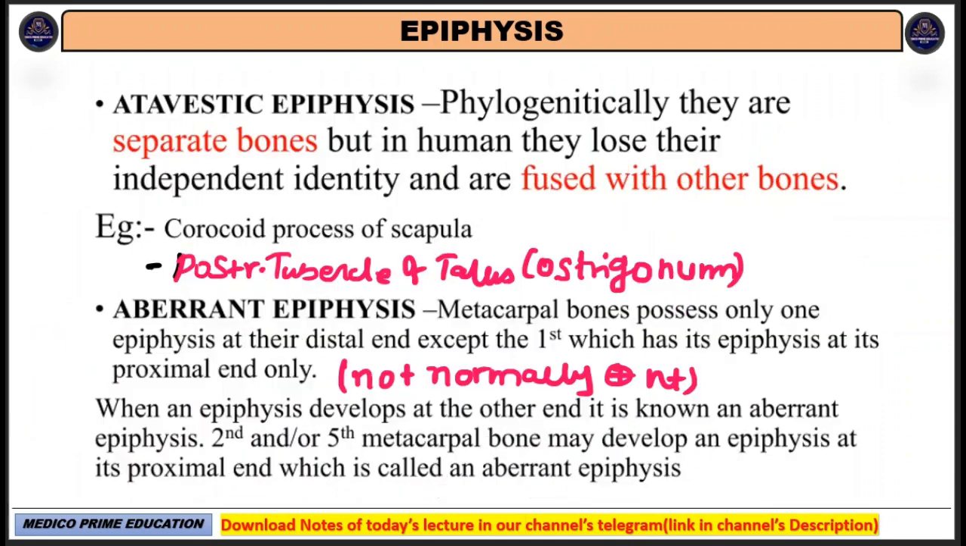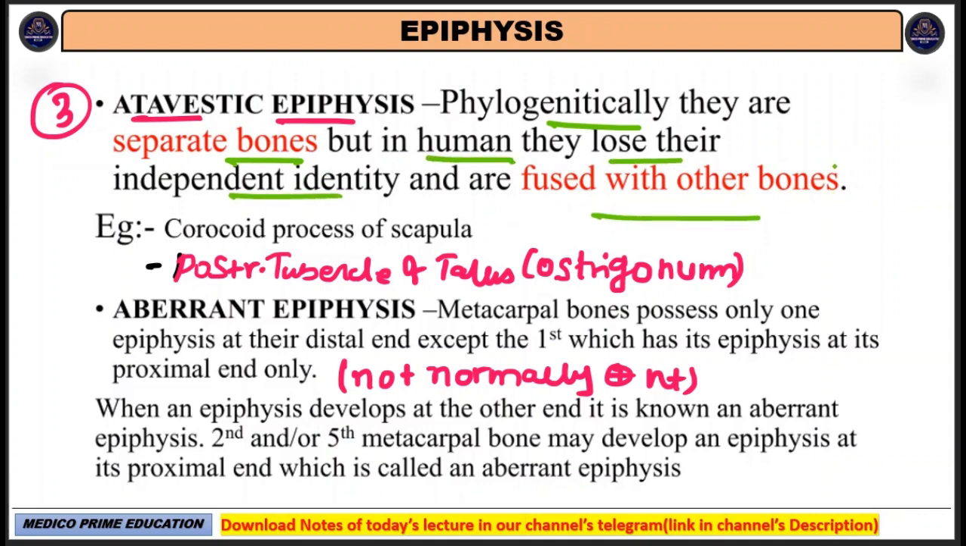Okay. So next, according to development, there is a third type of epiphysis known as atavistic epiphysis. In the atavistic epiphysis, what we have to remember is that phylogenetically they are separate bones initially, but in humans they lose their independent identity and are fused with other bones. So phylogenetically they are separate bones.